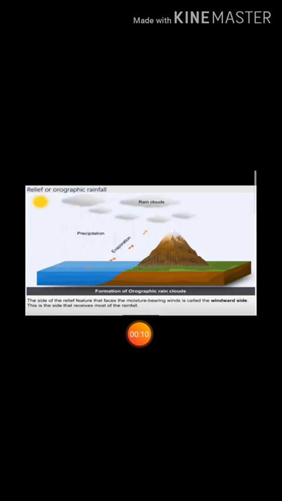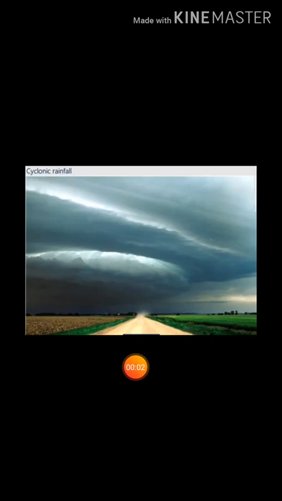The side of the relief feature that faces the moisture-bearing winds is called the windward side. This is the side that receives most of the rainfall. The other or the opposite side is called the leeward side, which receives very little rainfall as the wind descends and gets warm. This leeward side is often called the rain shadow region.